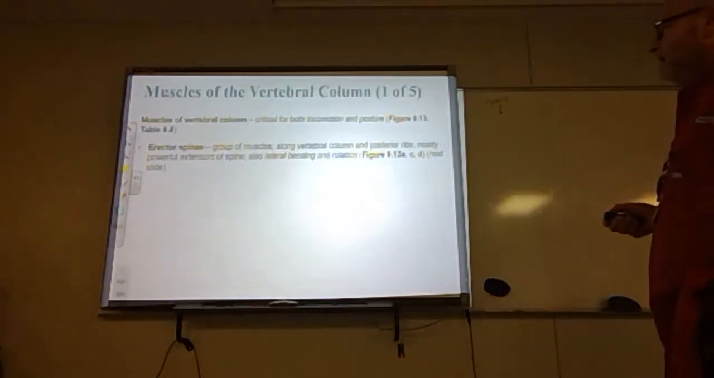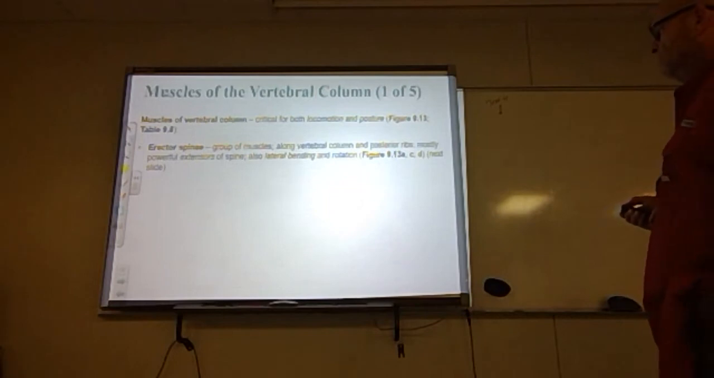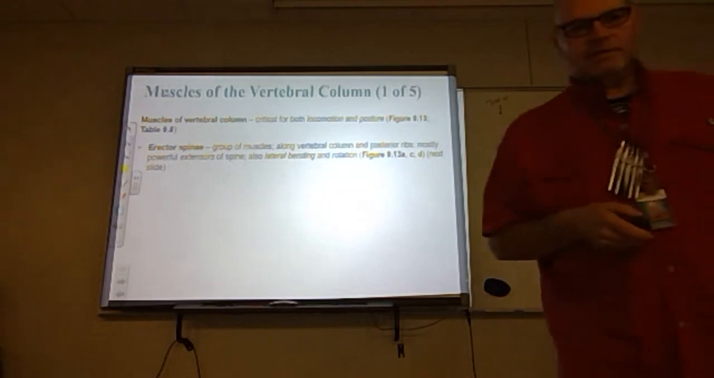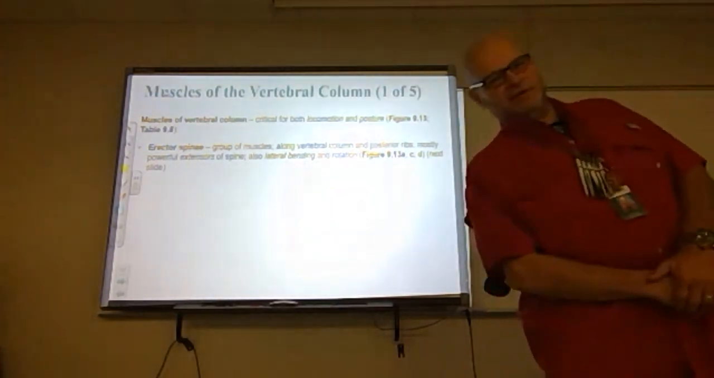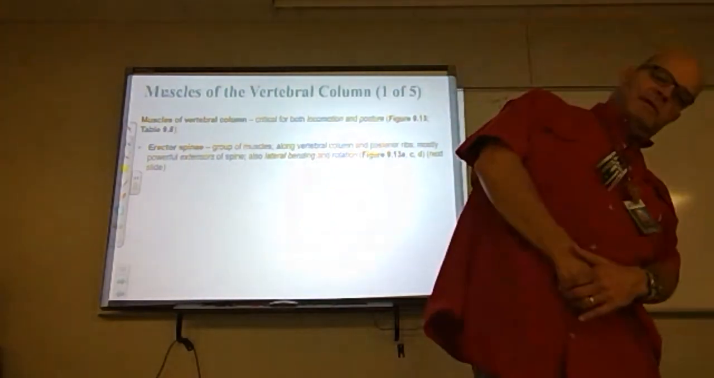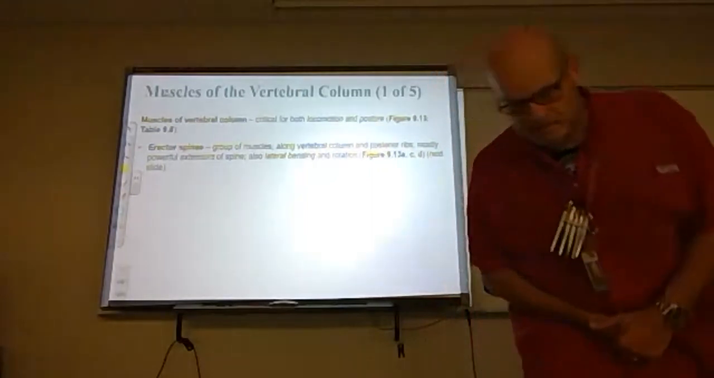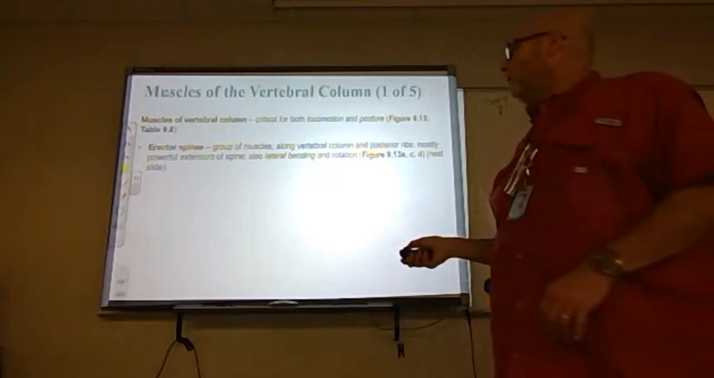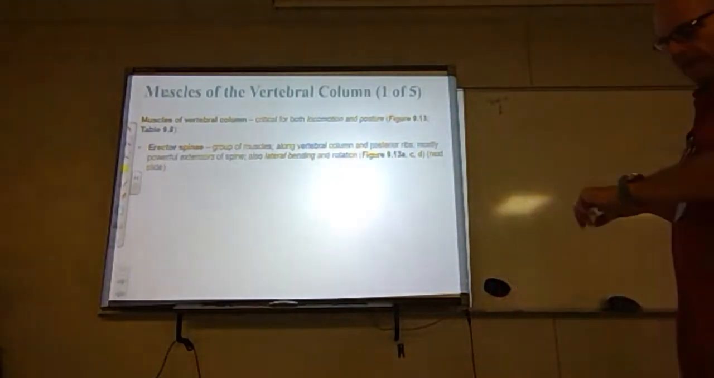The erector spinae muscle is a group of muscles along the vertebral column in the posterior portion of the ribs. They are mostly powerful extensors of the spine, which allow lateral bending and rotation. So those muscles that allow us to do this and this. Those are the erector spinae muscles.